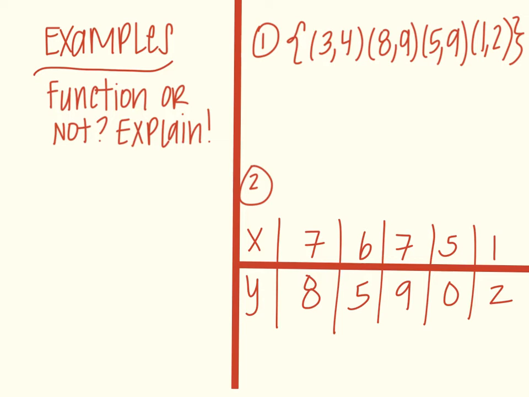Alright, number one, so we have this relation: (3, 4), (8, 9), (5, 9), (1, 2). What I do is I quickly look and see did any of these x's repeat: 3, 8, 5, 1. They do not. Since none of the domains repeat, yes, it is a function, and then explain because none of the domains repeat.